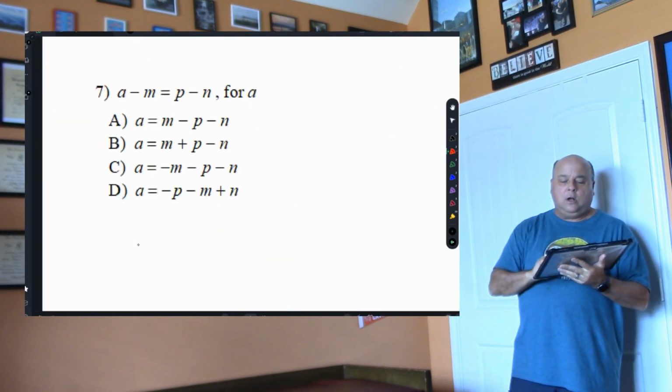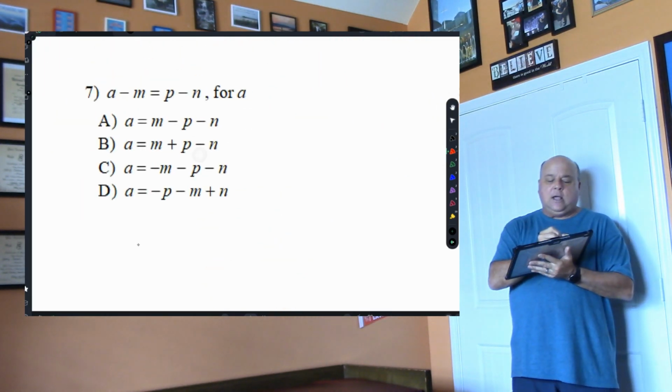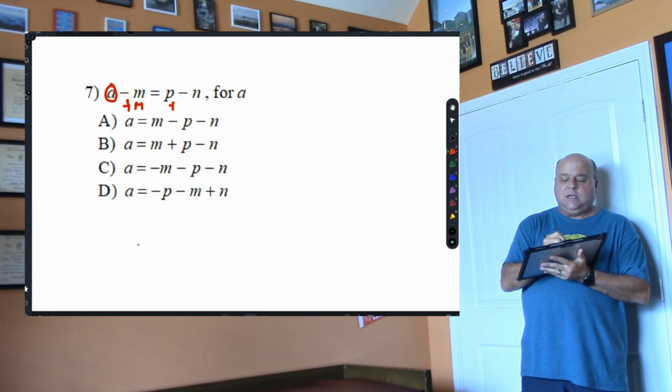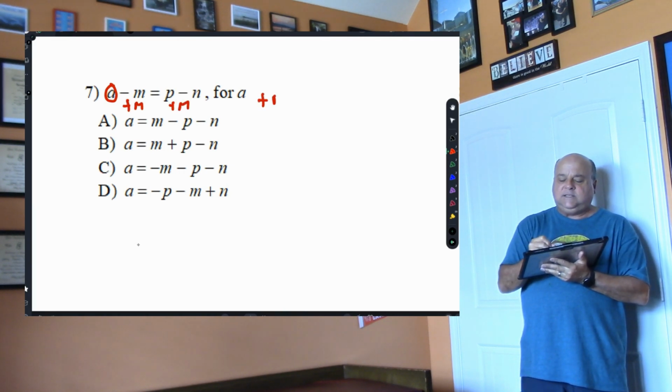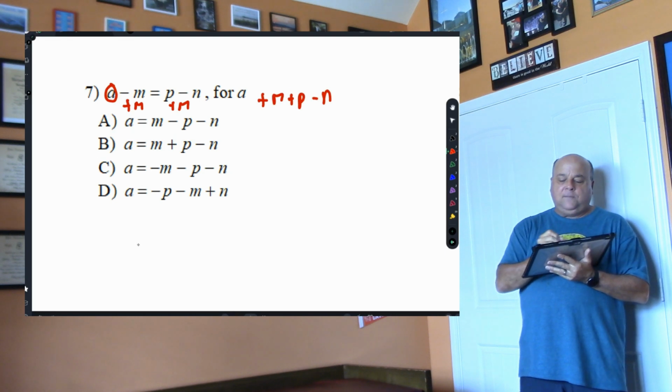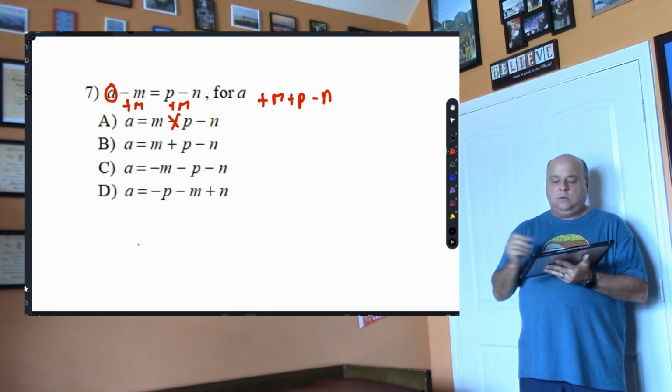Number 7, we are almost done. We want the A all by itself. So the opposite of a minus N is a plus N. So notice I need a plus M, a plus P, and a minus N. So there's not going to be any multiplying or dividing. The P has to be negative, that's wrong. The M's positive, the P, that works.